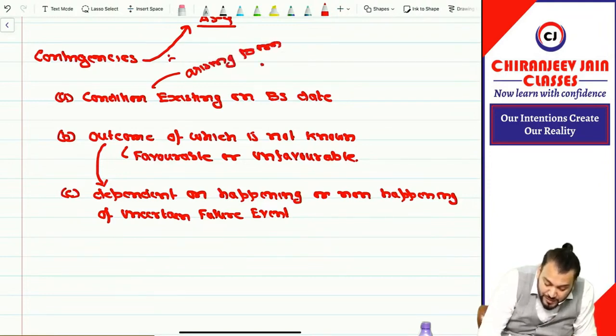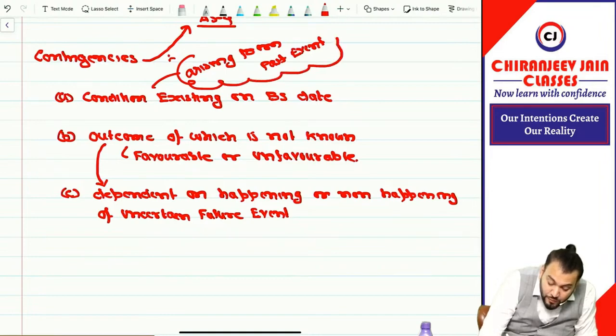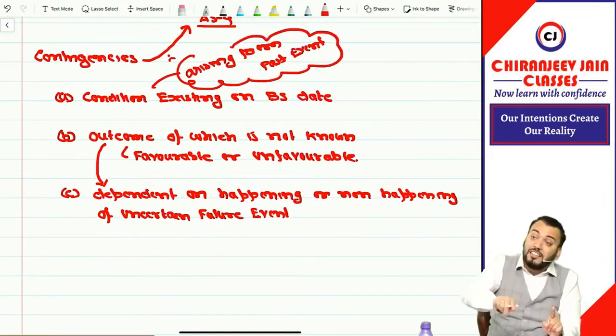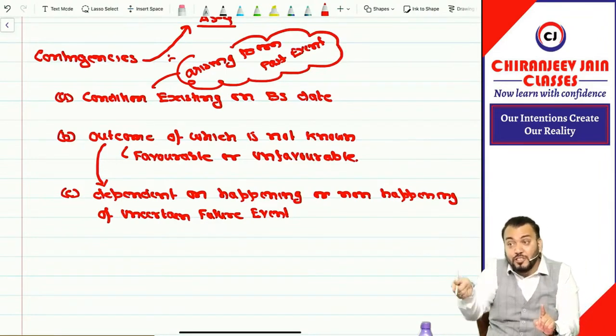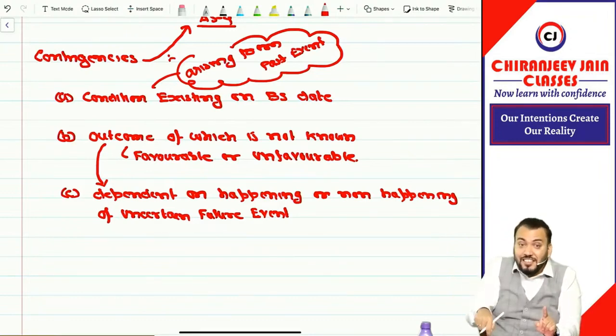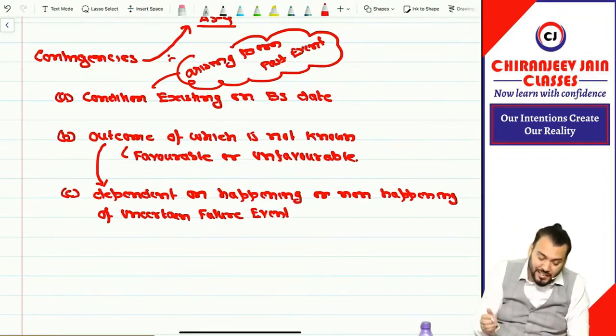Arising from past event. I hope you are understanding. Which is dependent, means the outcome of that condition is dependent on a future event, and that future event is uncertain. Correct?